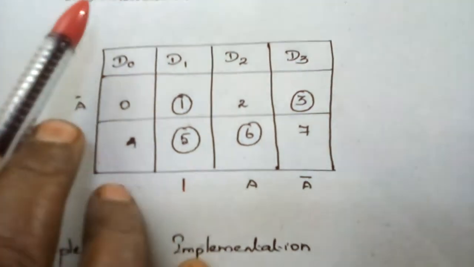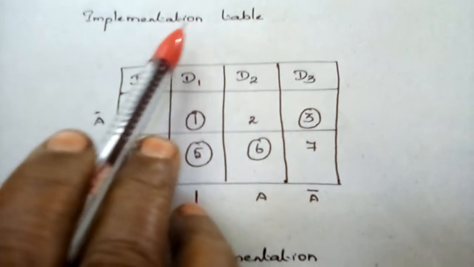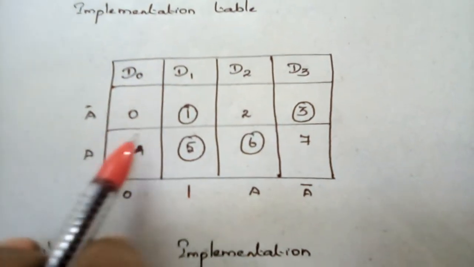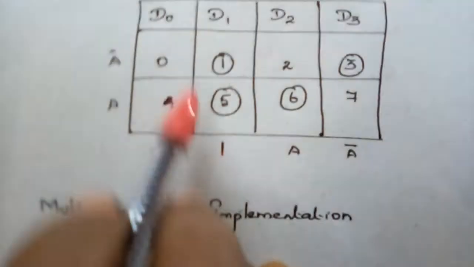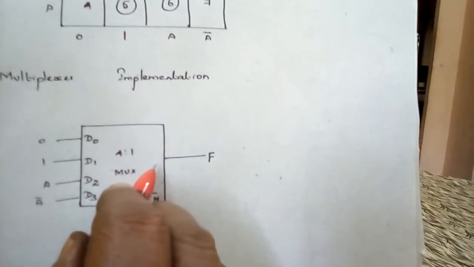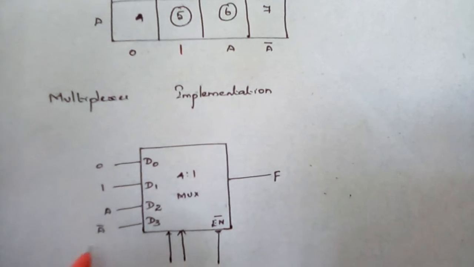This is not only for the 4:1 multiplexer. It is also the case for 8:1, 16:1, 32:1, 64:1, etc. So this is the logic behind the implementation using a multiplexer. After implementing the table, I am drawing the multiplexer. So 4:1 multiplexer. I have the outputs as 0, 1, A, A bar. I am drawing this as 0, 1, A, A bar.